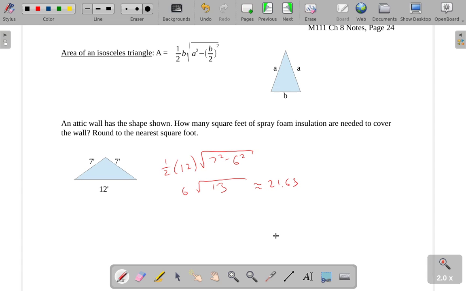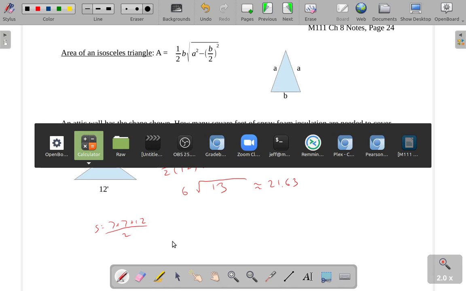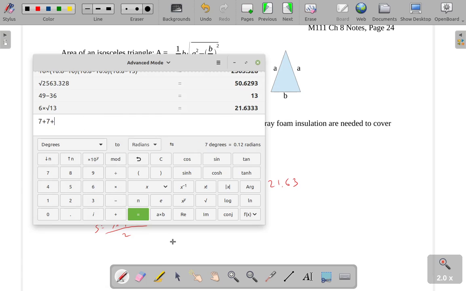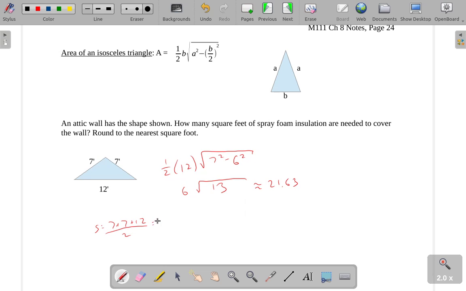Now this one, if we were to use Heron's formula on this one, and let me just remind you what Heron's formula is. We use the semi-perimeter, which is the sum of all the sides, but divided by 2. So perimeter divided by 2, which in this case is going to give us 7 plus 7 plus 12 divided by 2, which is 13. And the actual formula here would be the square root of 13 times 13 minus 7 times 13 minus 7 times 13 minus 12.